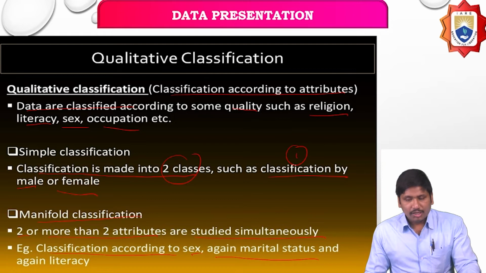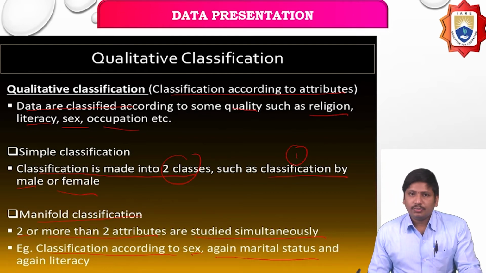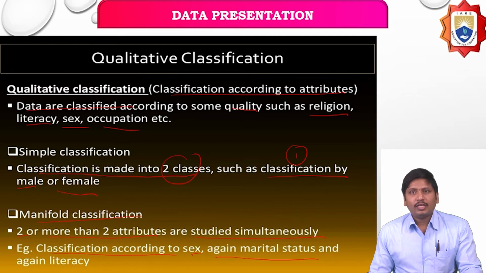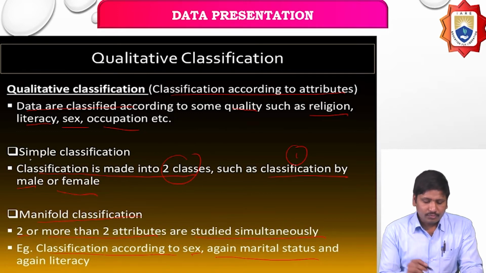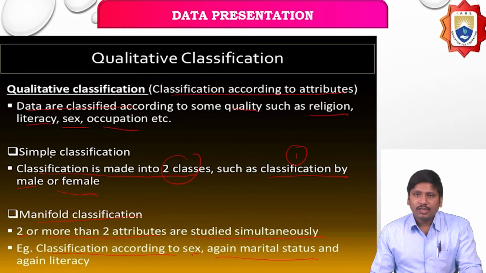So the qualitative classification means the classification is done based on the attributes, and the data is classified according to some quality such as religion, literacy, etc. In a simple classification, the classification is done in two classes, such as classification by male and female. The manifold classification means, suppose the data has more than two attributes, and they are studied simultaneously. That should be manifold classification. So here the classification is done according to sex, marital status, and literacy again.